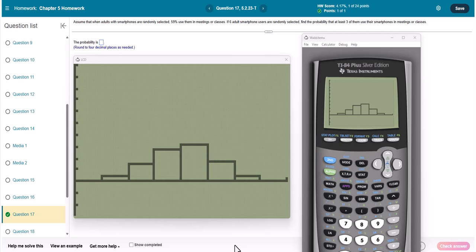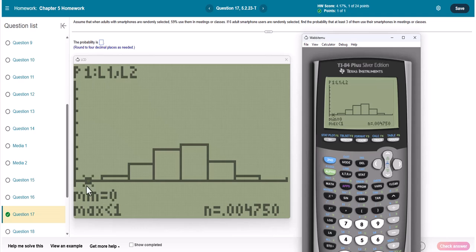What you see before you is a graph of this particular binomial probability distribution. Using the trace key, the first bar that you see here is almost non-existent, but this represents the probability that if you were to randomly select 6 adult smartphone users, none of them would use their smartphones in meetings or classes.